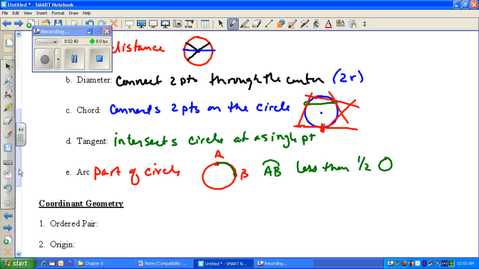If I want this arc, I've got to have a point here that would label arc A, C, B, and that would give me the arc that's labeled in blue. So that concludes the lecture on curved figures.